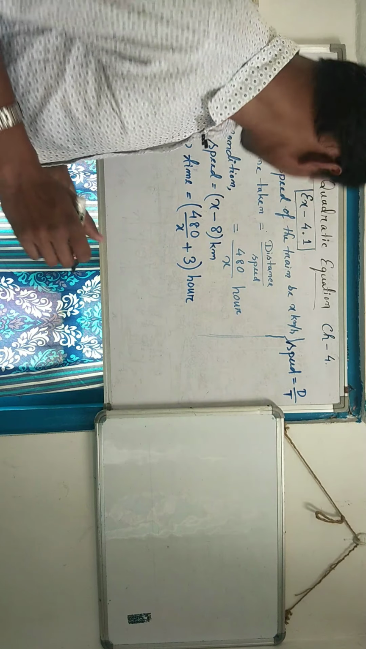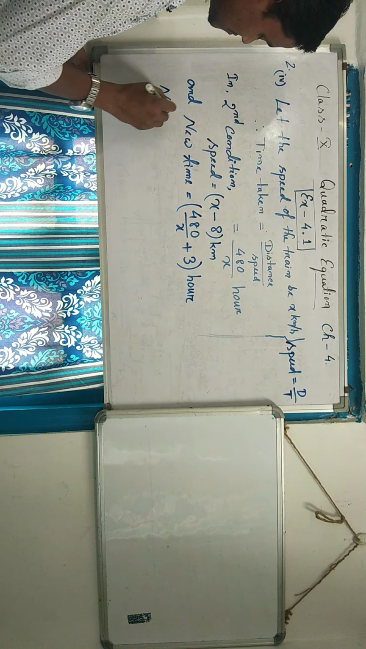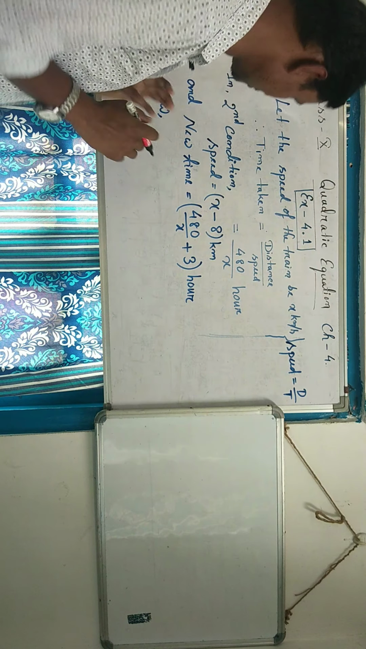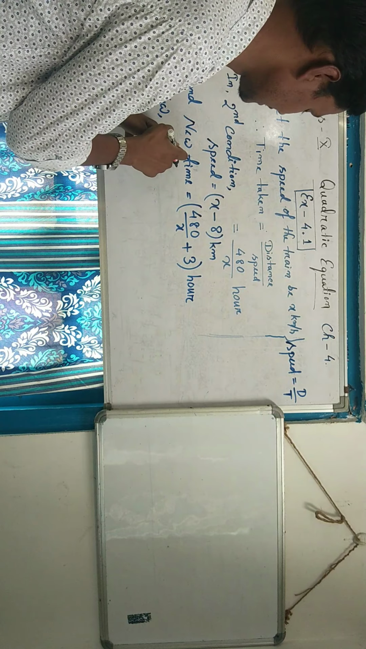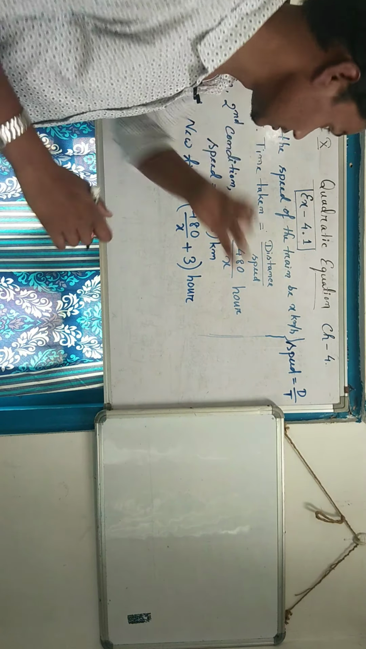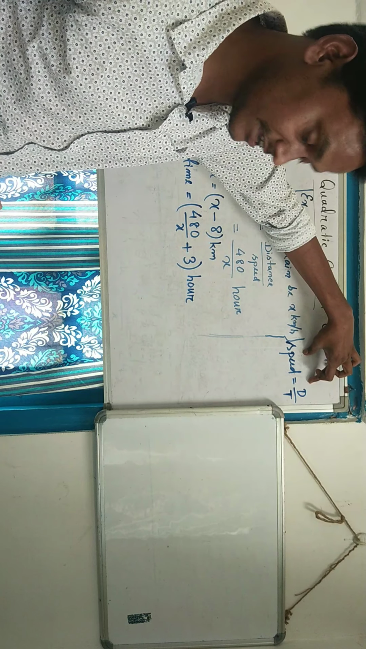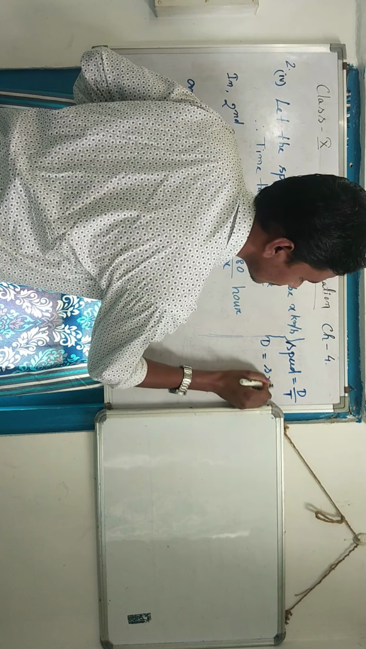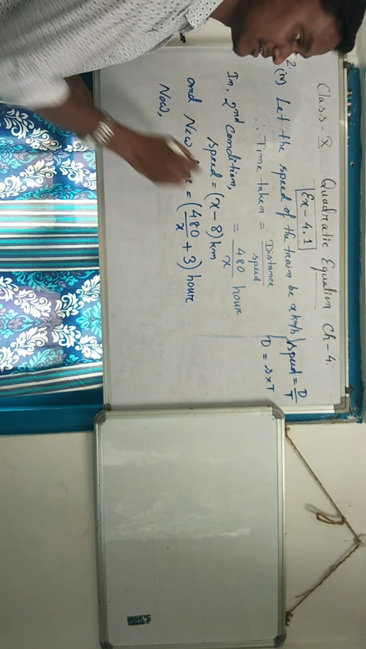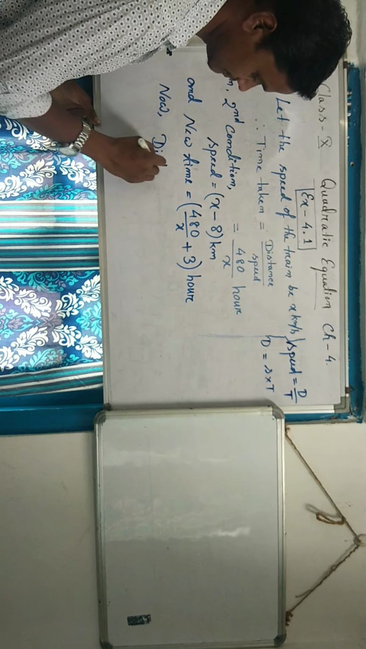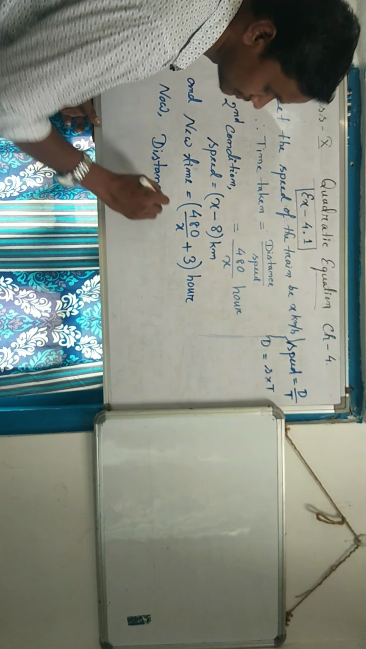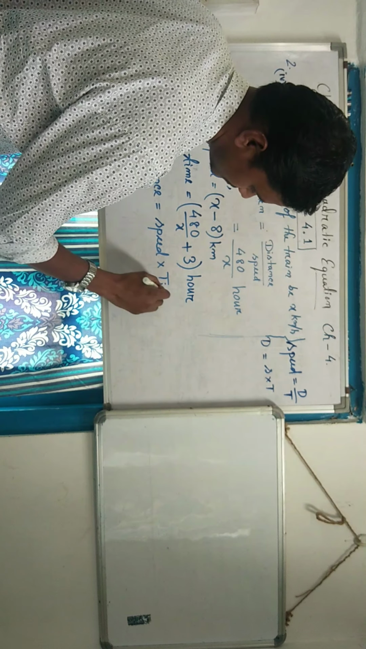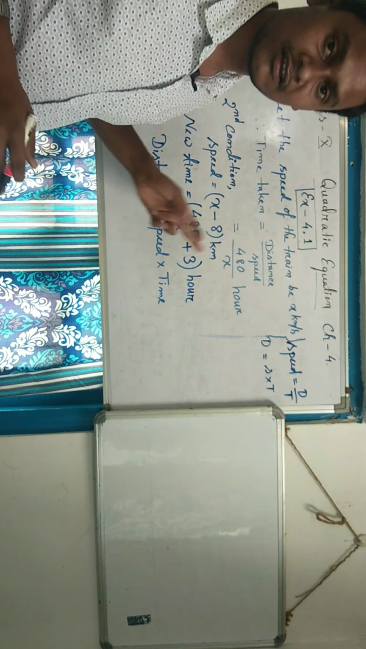So now we have to represent this equation as a quadratic equation. Look here, speed is this one and time is 480 by x plus 3. So now I will use the same concept again. Speed is equal to distance by time. So from there I can write distance is equal to speed into time. Based on the second condition I am solving the question.